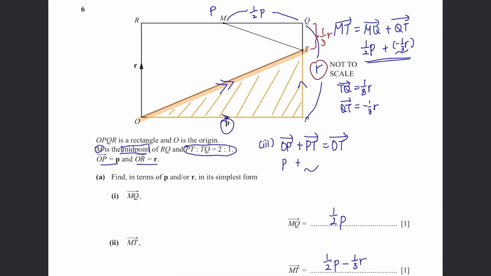While PQ is r, as we've just found out, so PT will be 2/3 of r due to this ratio. The directions do not need to be changed, so the signs remain the same. Add them together and you get p plus 2/3 of r.